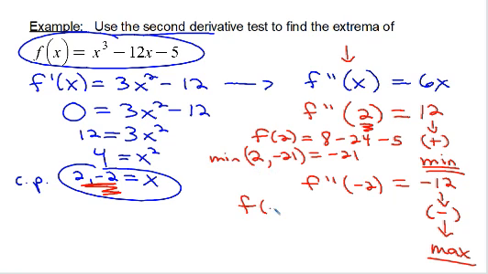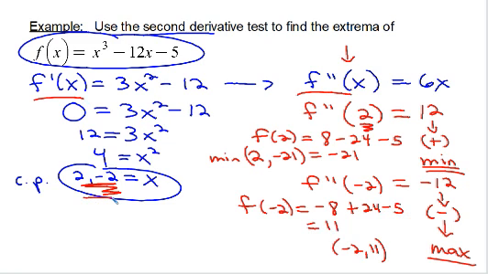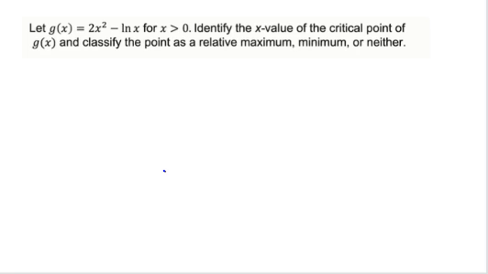Find f of negative 2. And we get negative 8 plus 24 minus 5, which is 11. So our maximum value is at negative 2, 11. Once again, it's super easy. If I know my first derivative and my second derivative, and I have nice critical points, all I have to do is plug them in and look at the sign. It's that easy. Let's take a look at this problem.